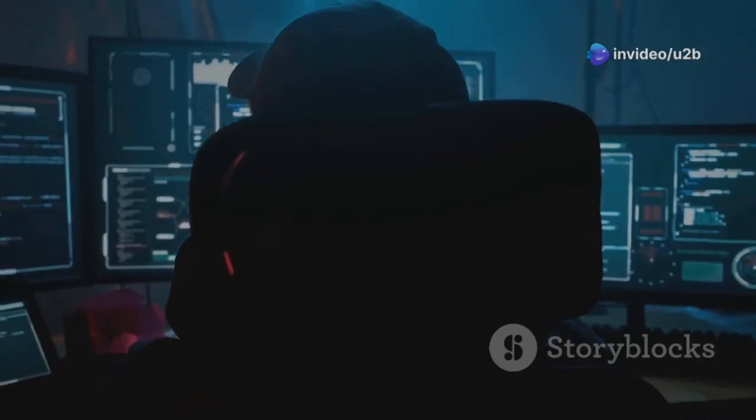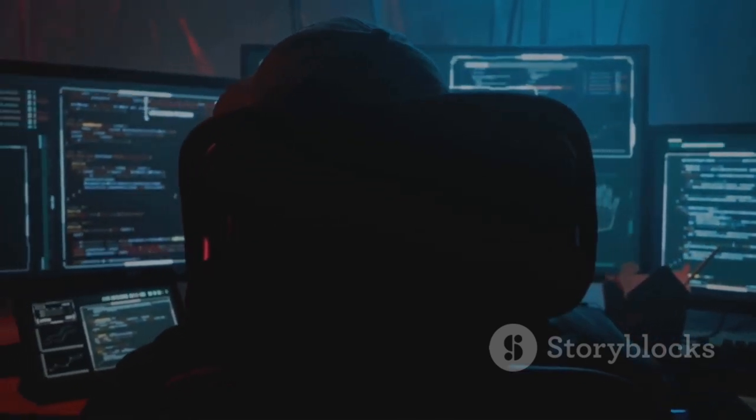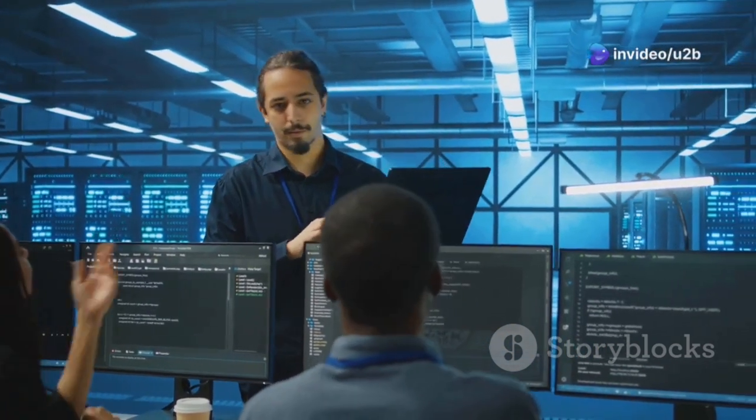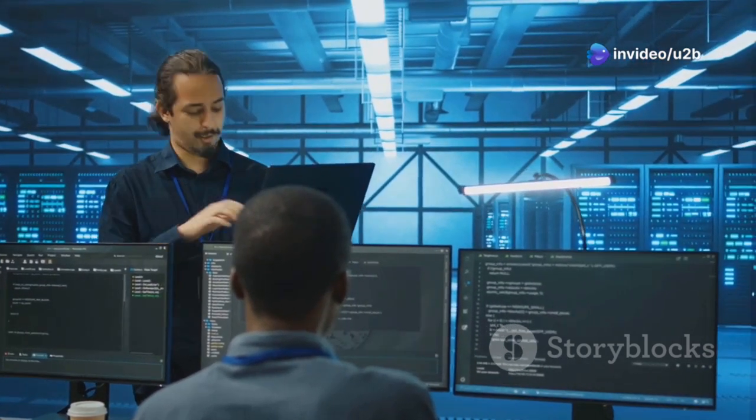Shift left security. Integrating security testing early in the software development lifecycle is essential. By identifying and addressing vulnerabilities during the design and development phases, organizations can prevent costly rework later on.